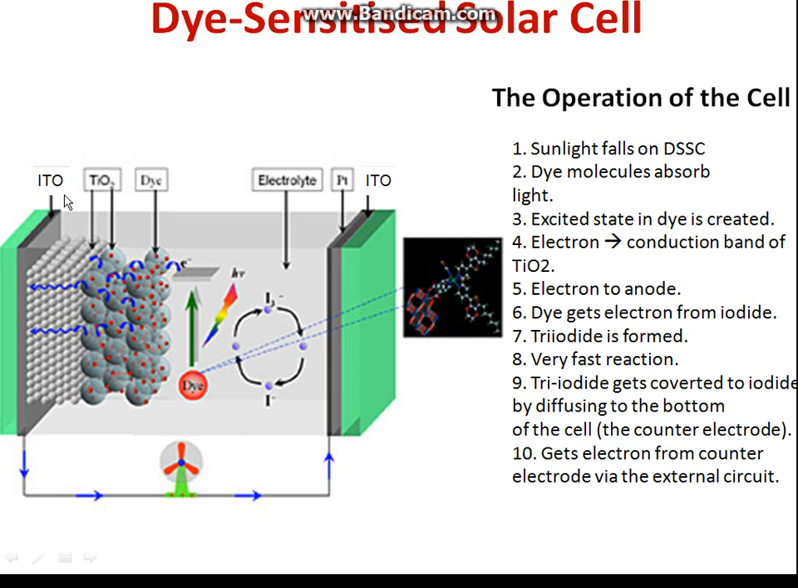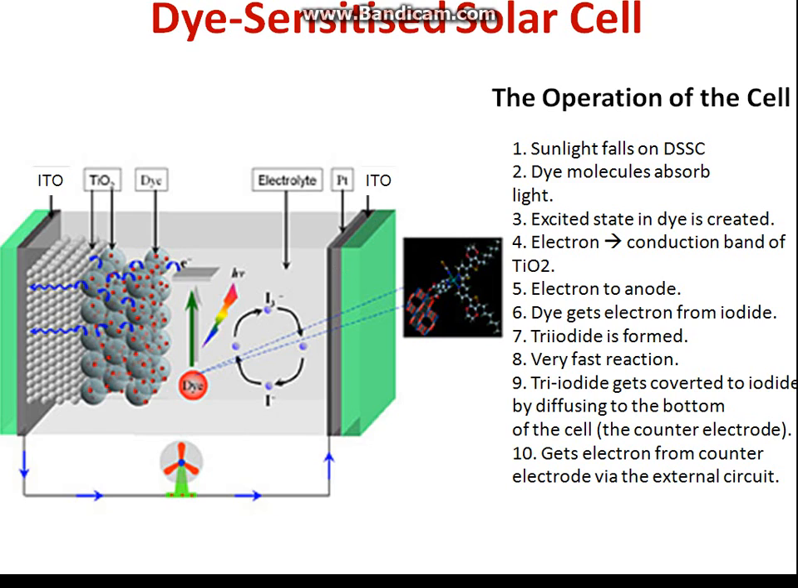So this ITO coated glass along with this titania layer, this is your anode over here, and this graphite coated, this is platinum over here, but we go in for graphite because graphite is much cheaper than platinum. So this graphite coated ITO glass is your cathode over here. So adjacent to your titania layer is your dye. In this setup, our dye is a ruthenium photosensitizer, a ruthenium complex.